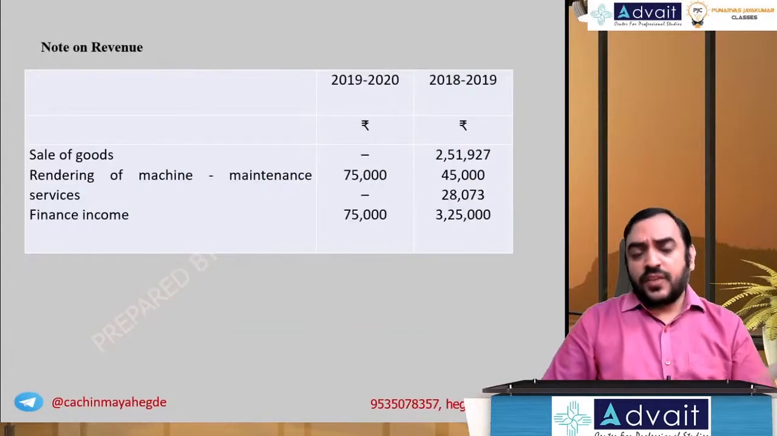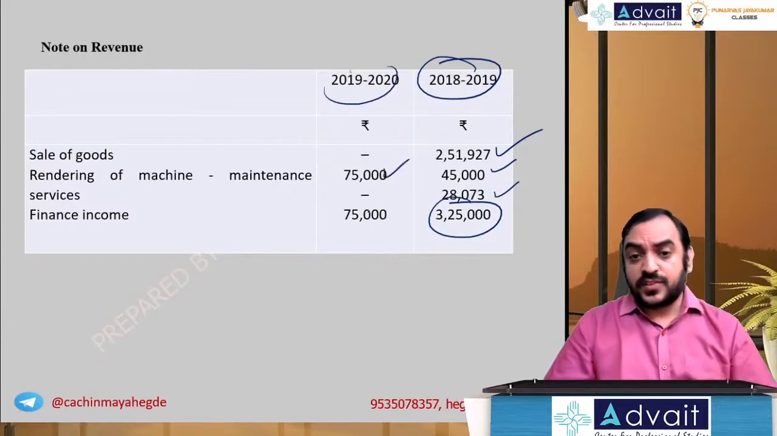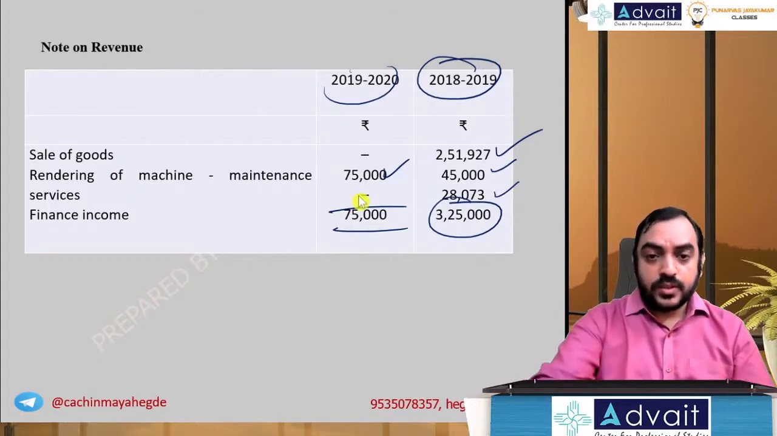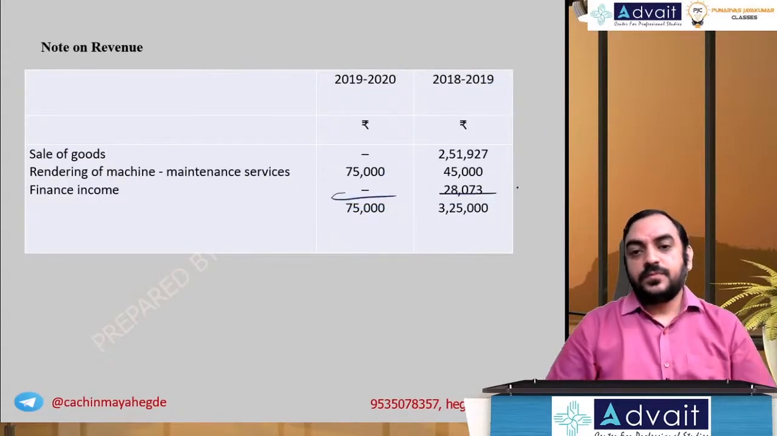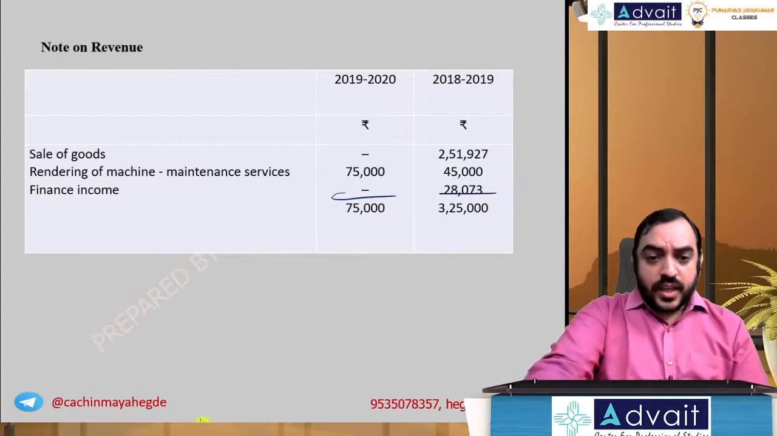Then we have the notes to revenue they've asked. Okay, just the breakup. For 18-19: sale of goods 2,51,923, rendering of service 45,000, then finance income 28,073, total 3,25,000. And for 19-20, you only have one, which is rendering of the second service, total 75,000. Finance income, nothing. This total should come a little bit below. So, yes, now it makes sense. This is just a breakup again, nothing else to discuss much here. Okay, let us move on.